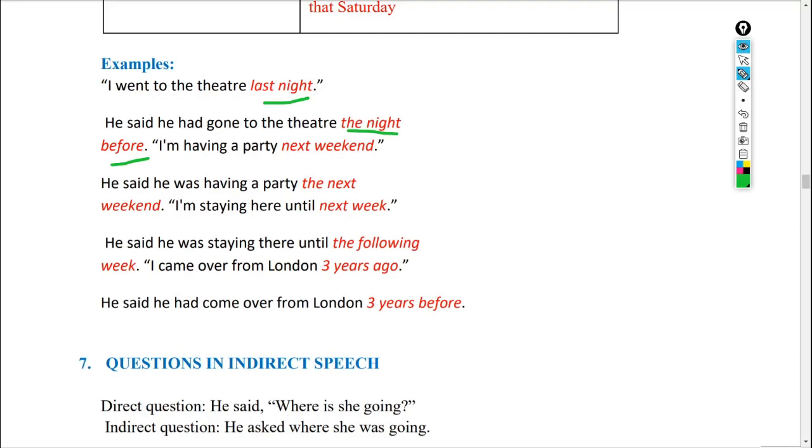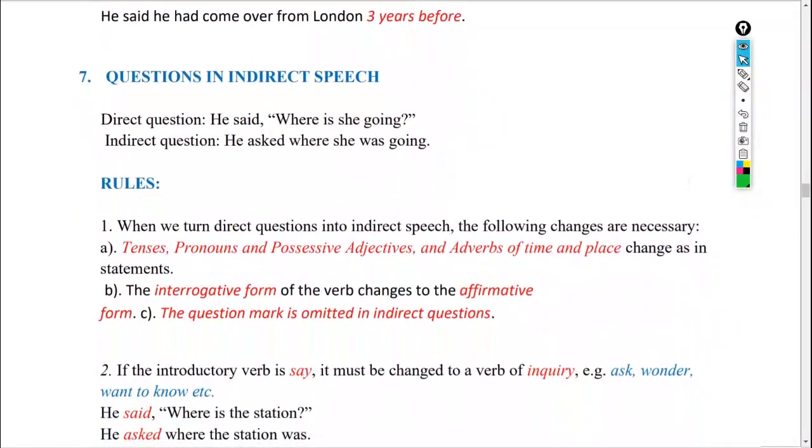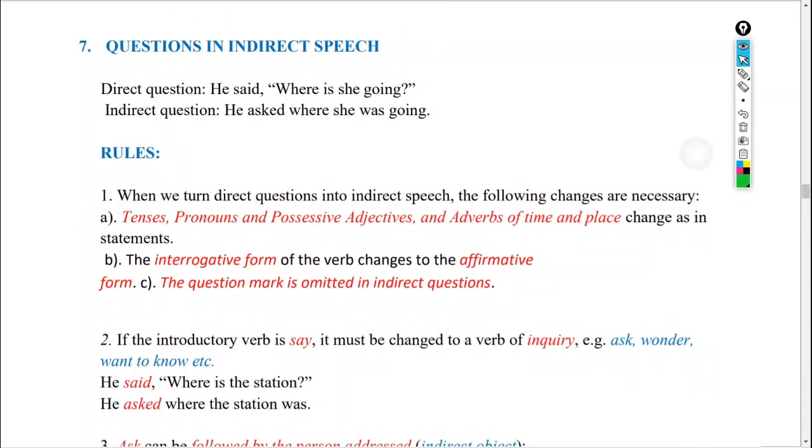Night before, or previous night. In a similar manner, you will be changing the term next weekend into following weekend. So let us continue with the next category. So here you go, the next category of the sentence.